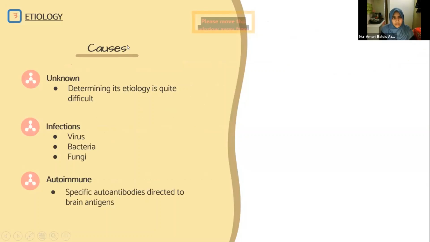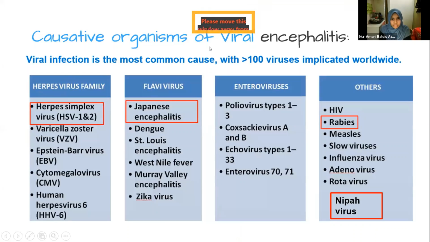And the etiology of encephalitis: it can be caused by infection or autoimmune reaction. In some cases, the cause is unknown, but the most common cause is viral infection. These are among the causative organisms of viral encephalitis. There are many viruses worldwide, but the most common are HSV, Japanese encephalitis, rabies, and Nipah.